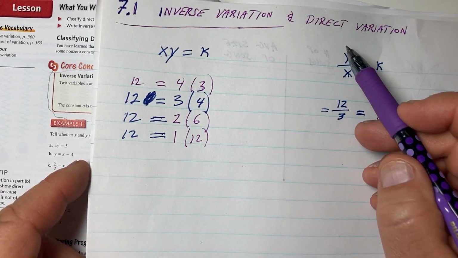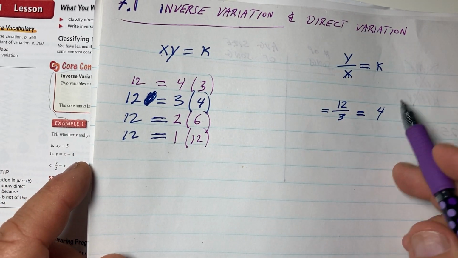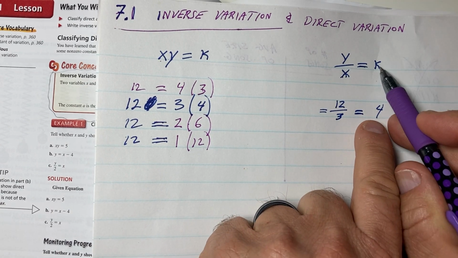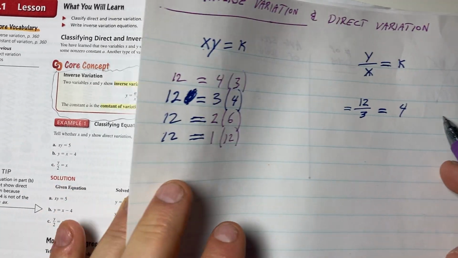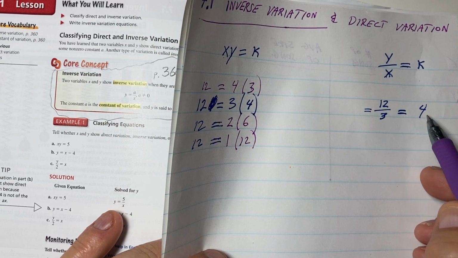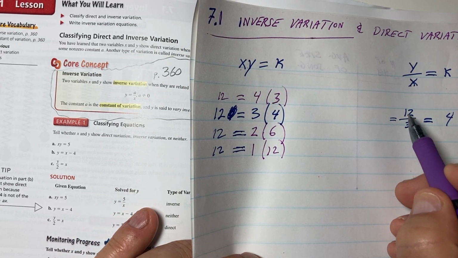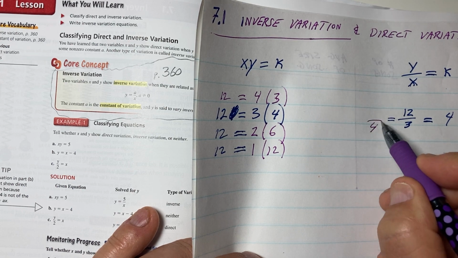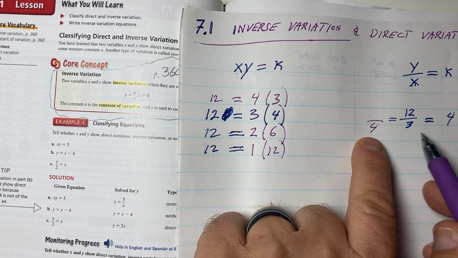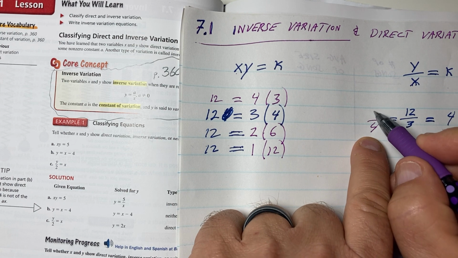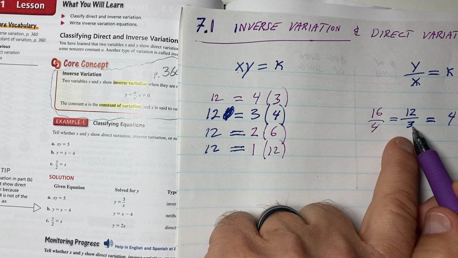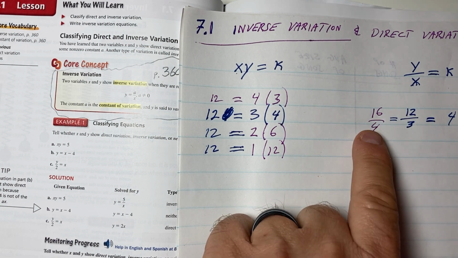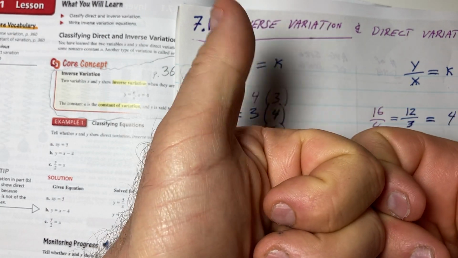Okay, direct variation is different. You'd set it up like this. In this case, I'm going to pick the constant k to be 4, and 12 divided by 3 is 4. What happens if we take this 3 and increase it to 4? What times 4 gives us 4? 16. When this increases to 4, the other also increases. They're both increasing. It's direct variation.